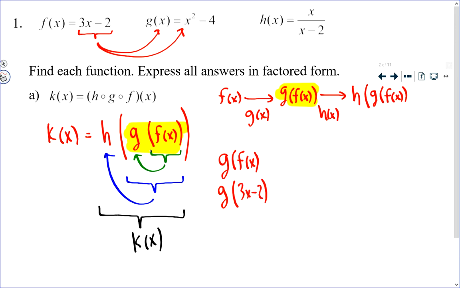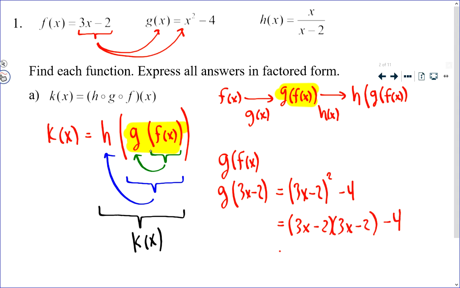Now, g of x is an input squared minus 4. So g of 3x minus 2 will be 3x minus 2, quantity squared, minus 4. Don't forget, when you square a binomial, what it means is you have to FOIL out that binomial. 3x times 3x is 9x squared. My outer will be 3x multiplied by negative 2. My inner will be the same result. And then I have negative 2 times negative 2, which is plus 4. Don't forget about this other minus 4 at the end of it.